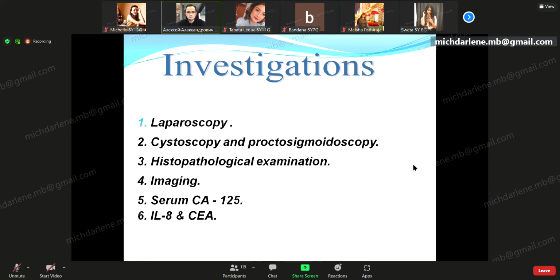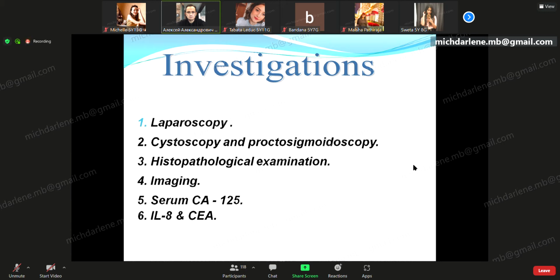Laparoscopy, cystoscopy, hysteroscopy, histopathological examination. We can take a biopsy. Sometimes we can find an increase of a special marker like CA, but it's non-specific, and other markers like IL-8 we don't use in practice.